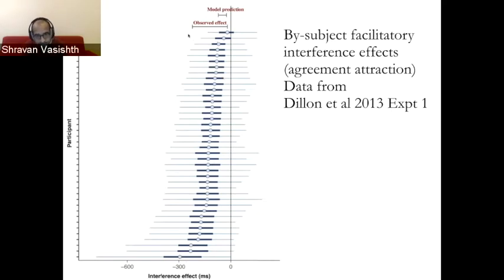Now, the interesting thing is that what we study in psycholinguistics is the average of all these effects. That's this observed effect here. And so the model can handle that. Our model, the Lewis-Vasishth model, can explain this effect very nicely. No problems. But I think that there are interesting reasons why subjects might show this range of variation between subjects. Okay? So that's what I'm studying right now, both empirically and using the Lewis-Vasishth model.